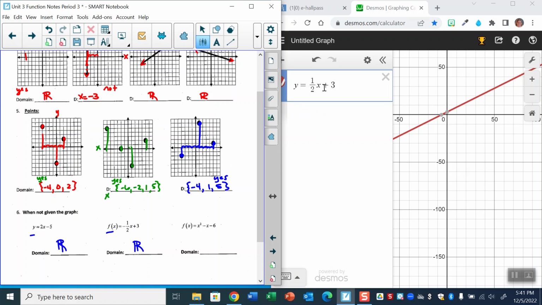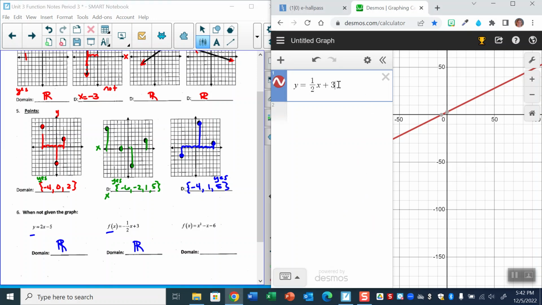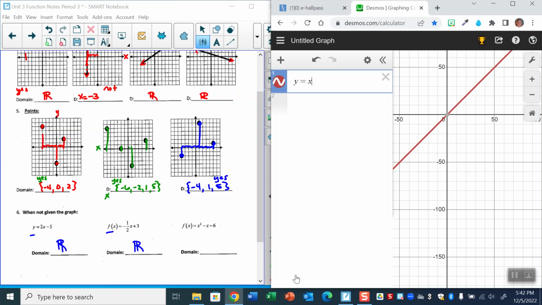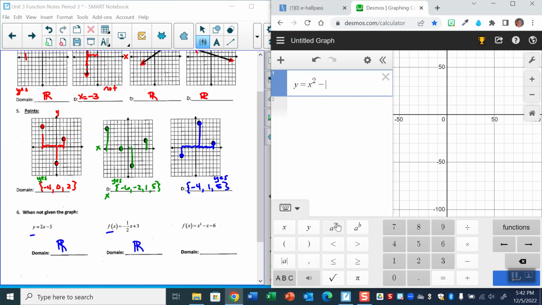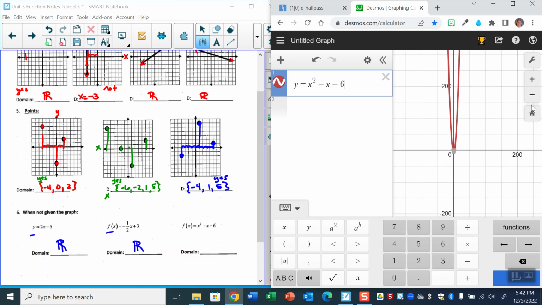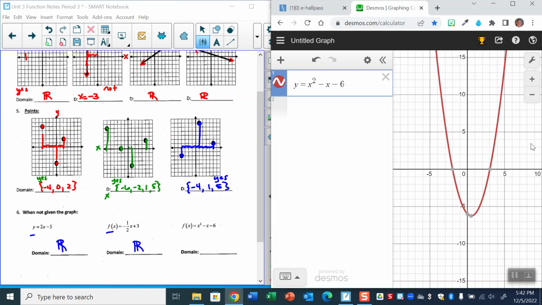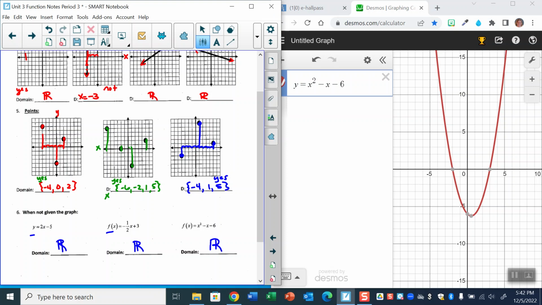And then now I've got this polynomial, so I'll put that in. So I've got y equals x squared minus x minus 6. And there is your parabola. So it goes forever to the left and it goes forever to the right. So that is also going to be all real numbers for the domain.